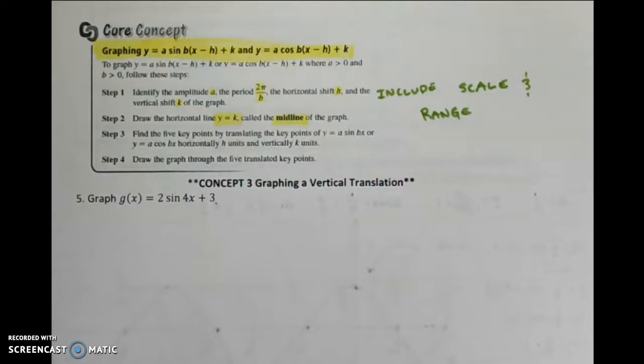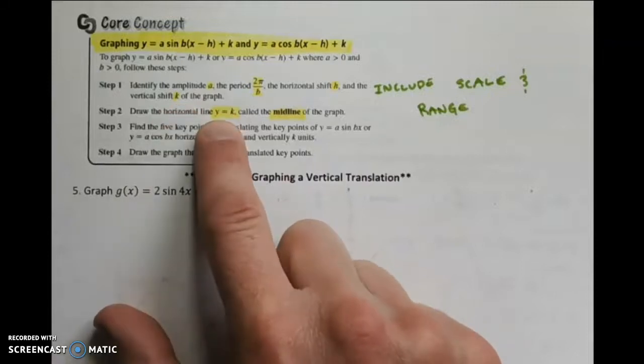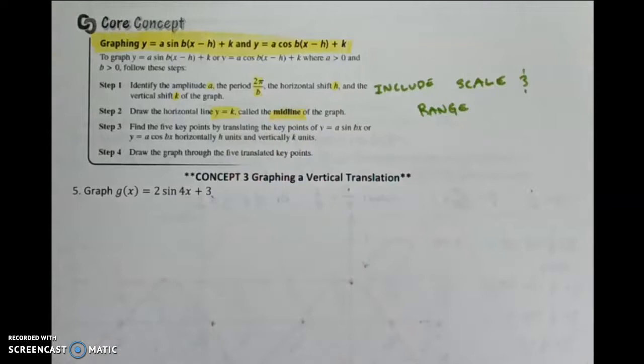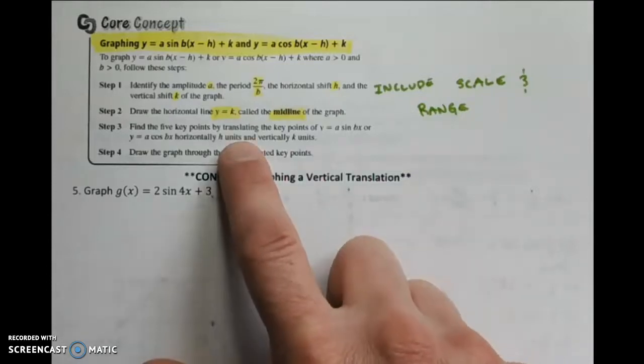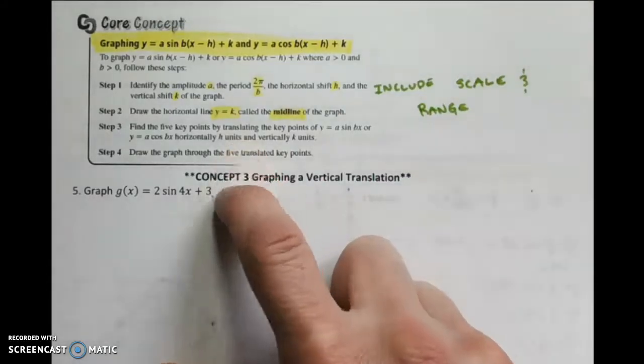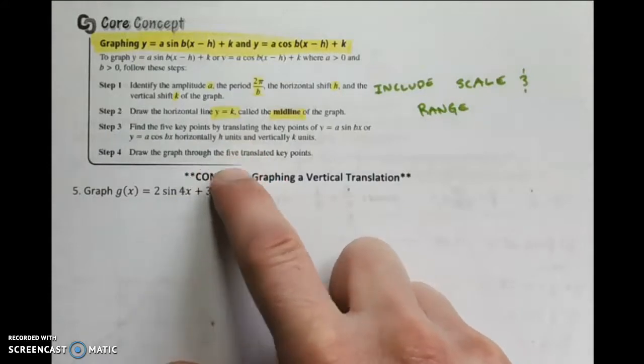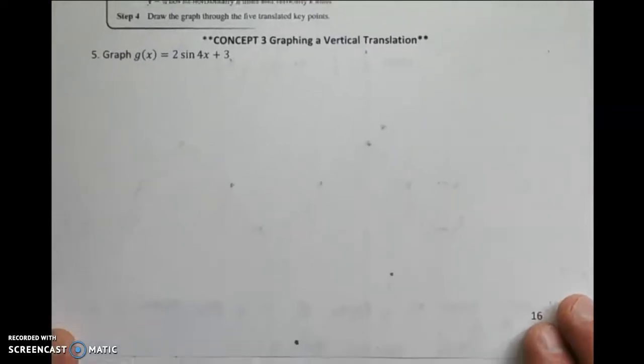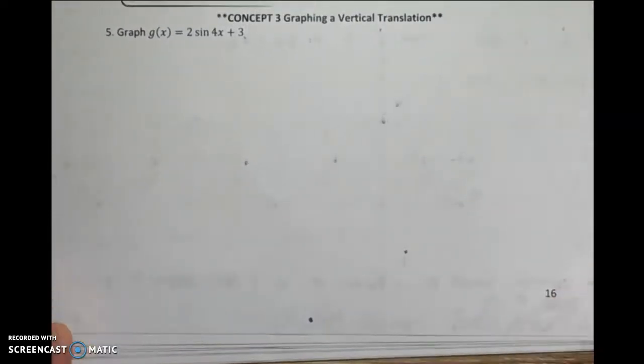Then we're going to draw the horizontal line y equals k, that vertical shift. Okay, so if we do a vertical shift, that changes our midline. Really, what it does is change where our points intersect. Then we have 5 points, which is really the cycle, right? That whole cycle. And then we make sure we graph that full cycle. And again, I'd like you to go a couple more points than that. All right, so here we go. Let's go ahead and do it.